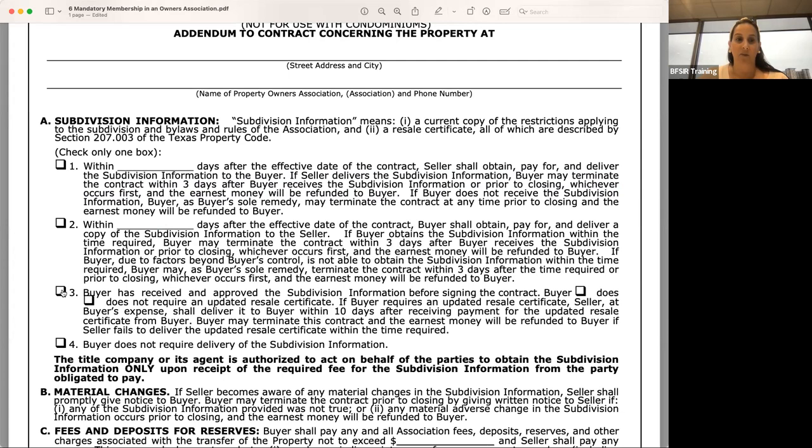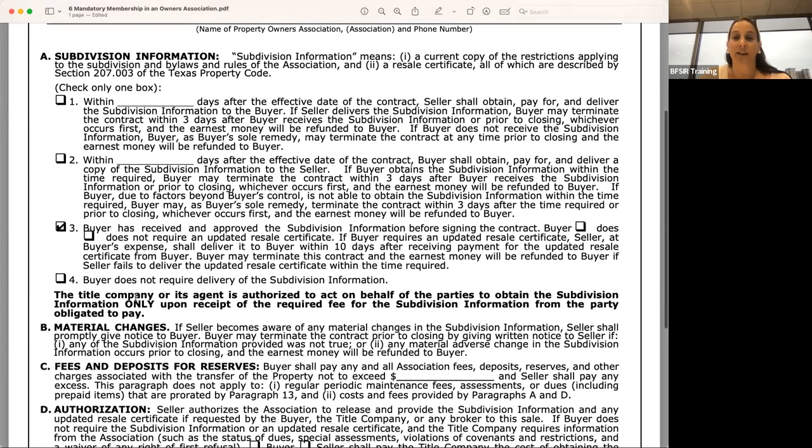Okay, so then this next one is if you have ordered it in advance, buyer has received and approved the subdivision information. And with the subdivision information, which are like the recorded documents, you're also gonna get a resale certificate that the HOA management company has to prepare that says like, is there any outstanding lawsuits? Like, what is the amount of reserves? Are there any upcoming assessments? Like current information on this certificate.